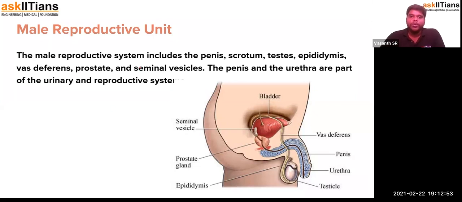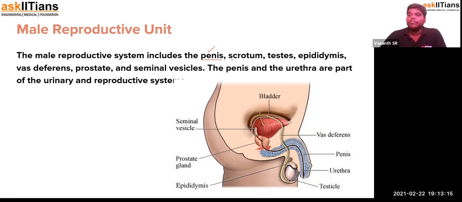Okay, so the male reproductive system includes the penis, which is a muscular organ with no bone in it. No bone in the human being. So that is going to be the copulatory organ. What is copulation? Copulation is a process where the union of the male and the female occurs for the deposition of the gametes into the female reproductive system. So that's the muscular organ, the penis.